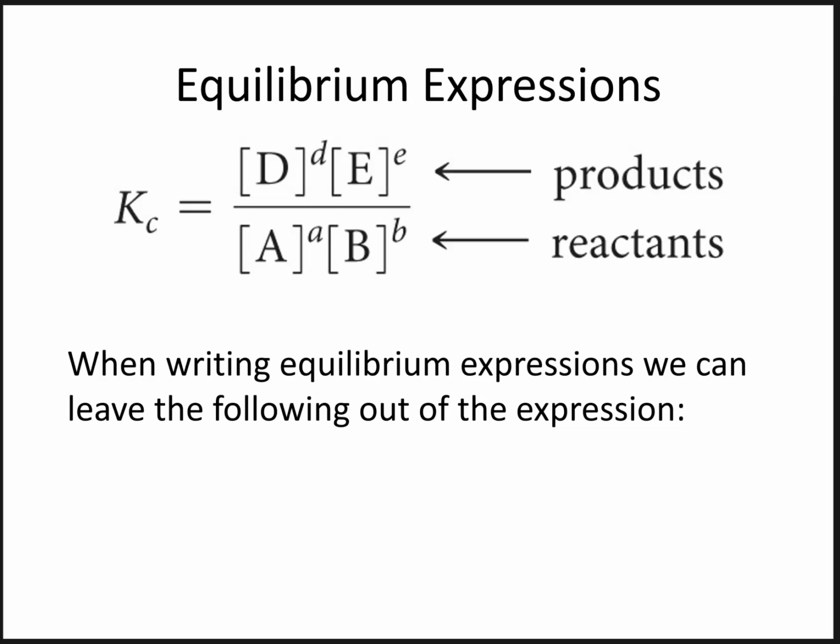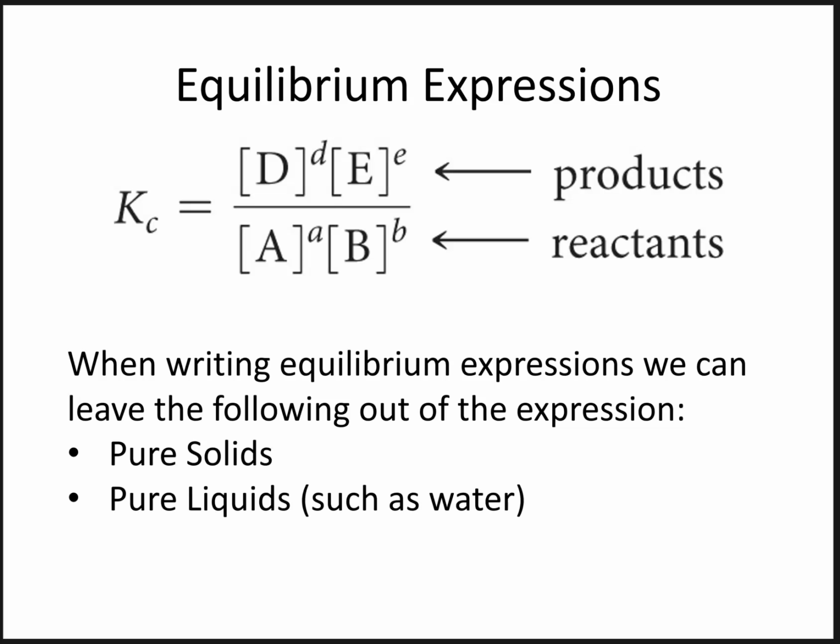When writing equilibrium expressions, we only really report two things in the expression itself, because we're talking about the change in number of molecules per space. And so when we write an equilibrium expression, we can leave out any reactant or product molecule which is a solid or a liquid. So we don't include solids and liquids in our equilibrium expression.